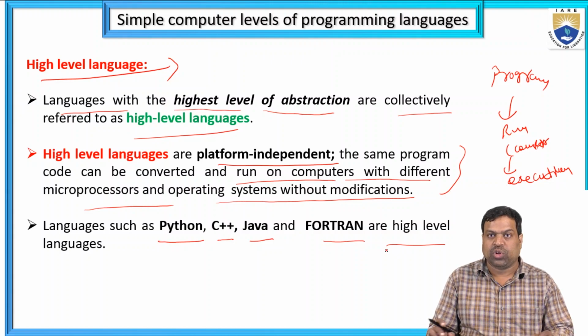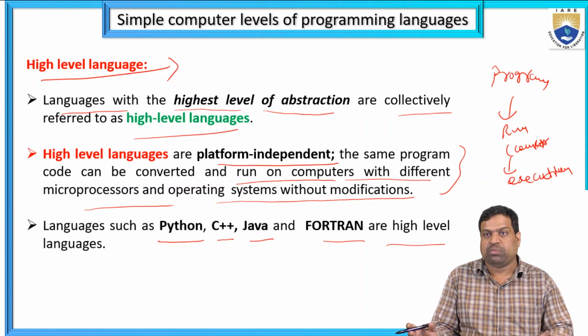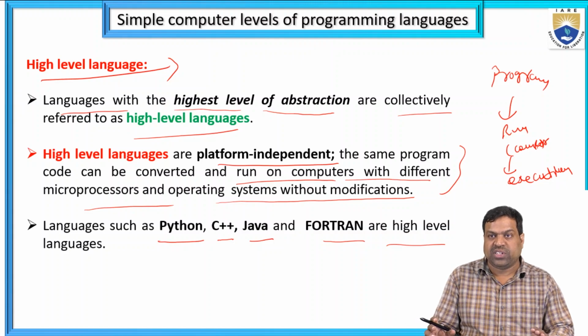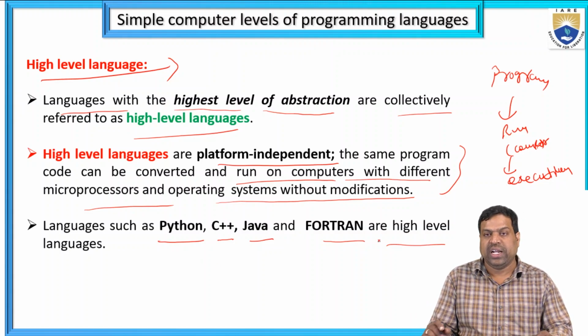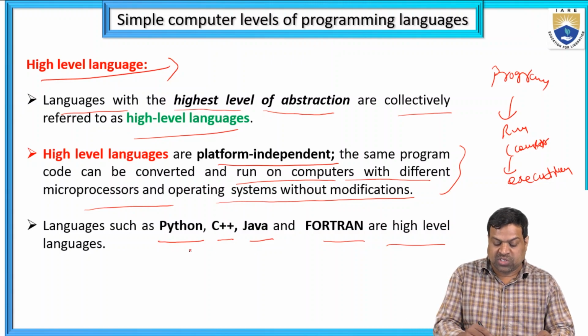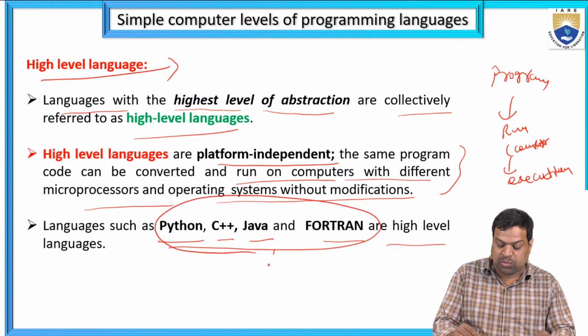Suppose I am taking addition of two numbers. You can write the addition of two numbers in C++, Python, Java or Fortran, any language. But the concept is the same: addition of two numbers. These different languages are converted from high level language to the computer-understandable language, that is, machine level language. So I call these high level languages platform independent.